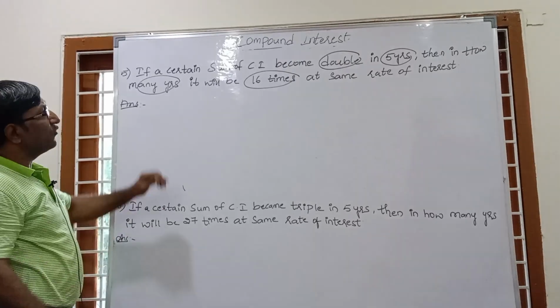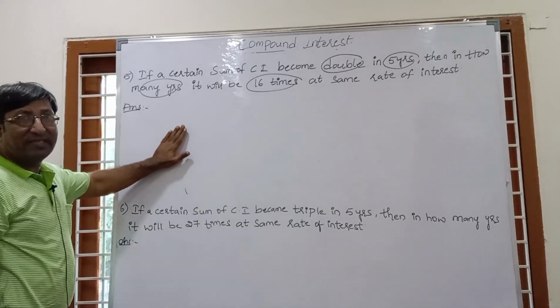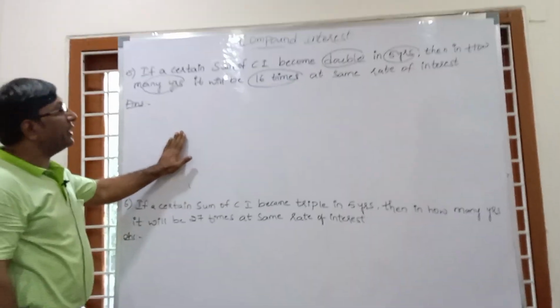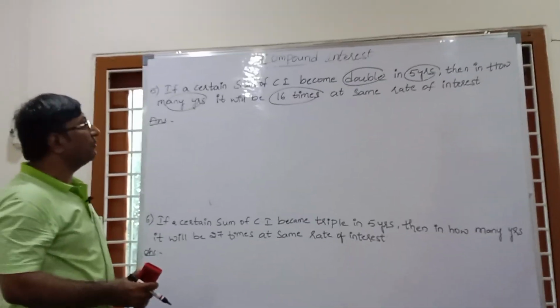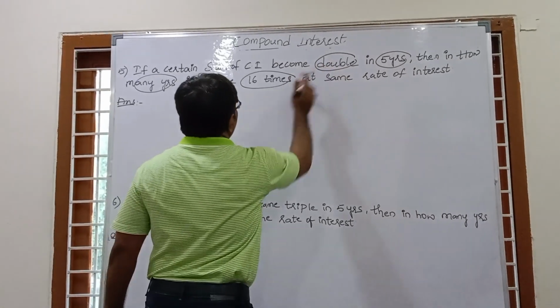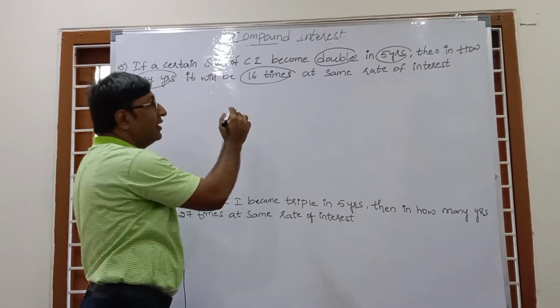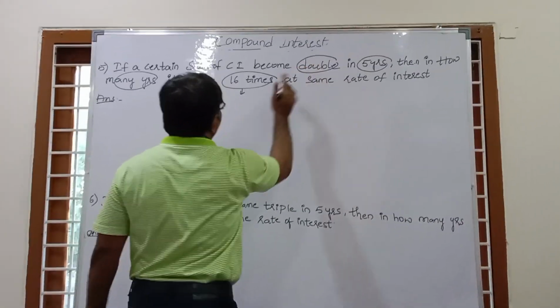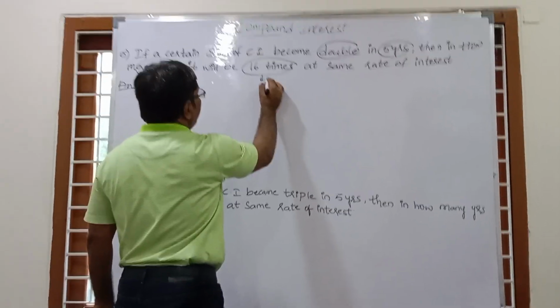So this question is very tricky, and this type of question is generally asked in many interviews, placements and different competitive exams. So what will we do for this type of question? You see this is double. So when it is 16 times, then it will always be a power of this. So this is double, and 16 means 2 to the power 4.